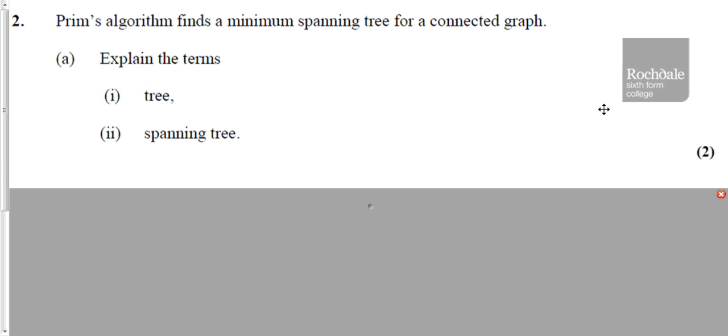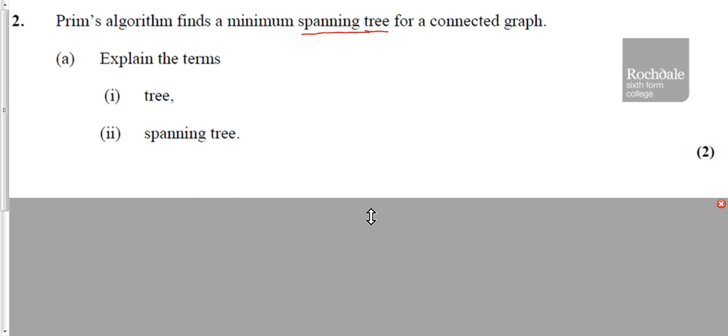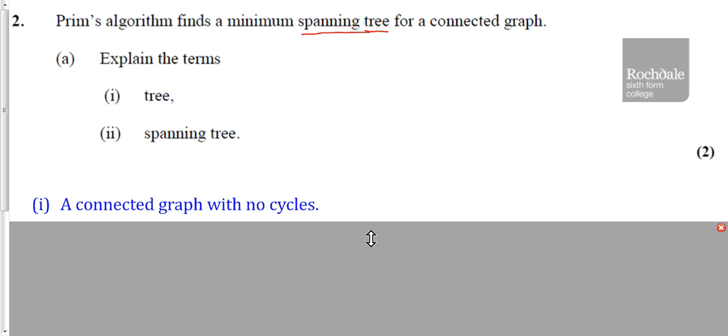Question 2, part A, a couple of definitions required here. We are reminded that Prim's algorithm finds a minimum spanning tree for a connected graph, and then we have to explain what is meant by, first of all, tree, and then what is meant by a spanning tree. Now, these definitions simply need to be learned. The definition of a tree is a connected graph with no cycles.